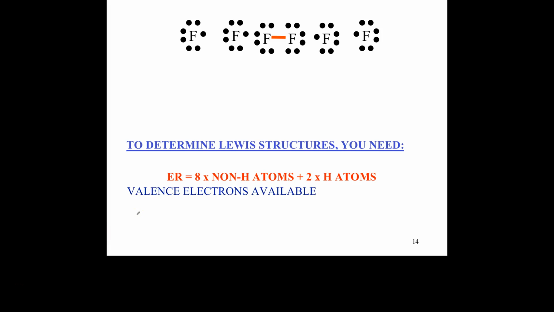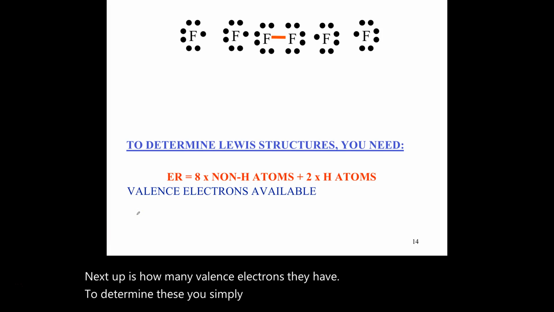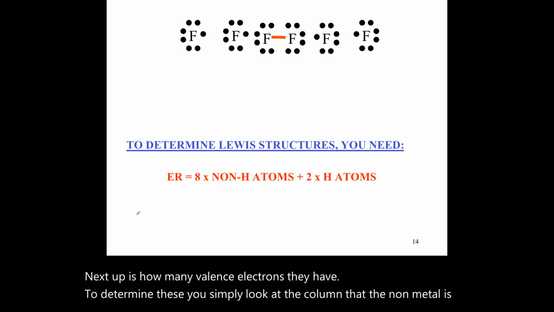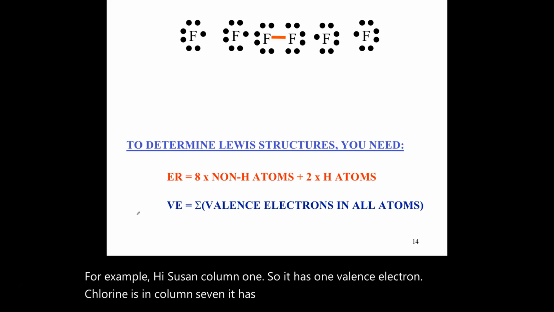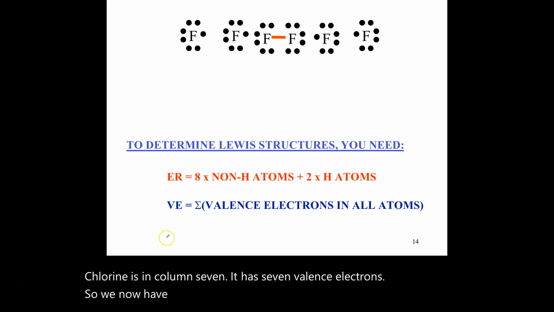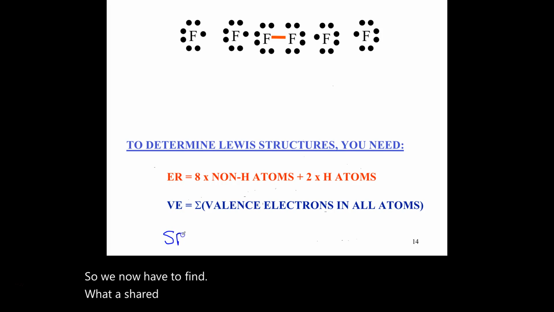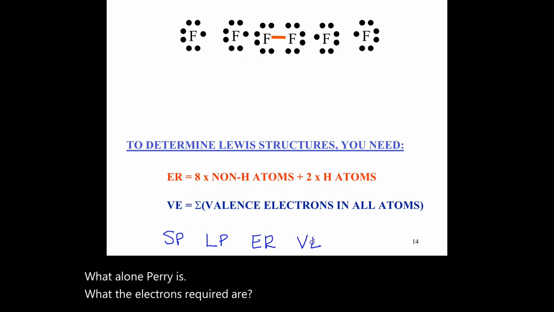Next up is how many valence electrons they have. To determine these, you simply look at the column that the nonmetal is in. For example, hydrogen is in column 1, so it has 1 valence electron. Chlorine is in column 7, it has 7 valence electrons. So we now have defined what a shared pair is, what a lone pair is, what the electrons required are, and what the valence electrons are.